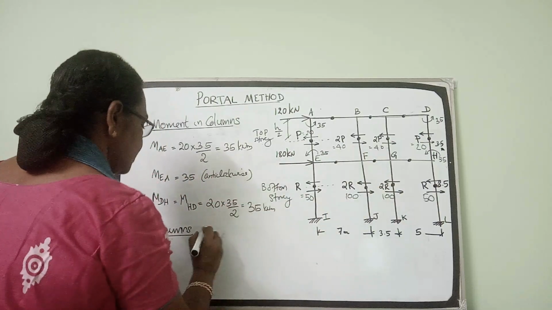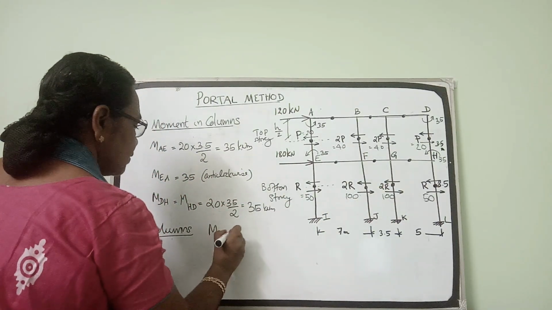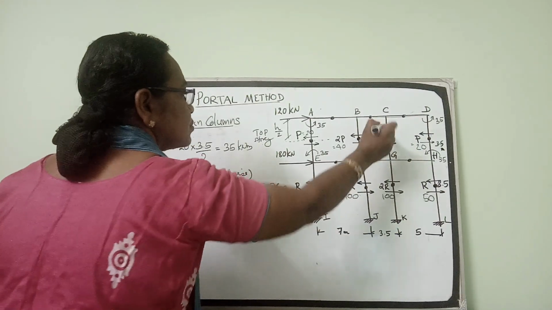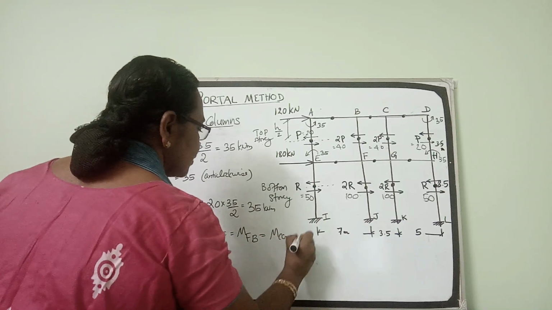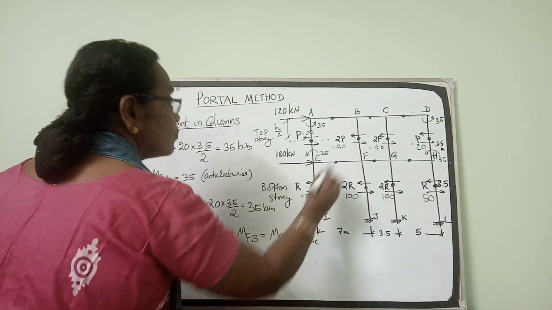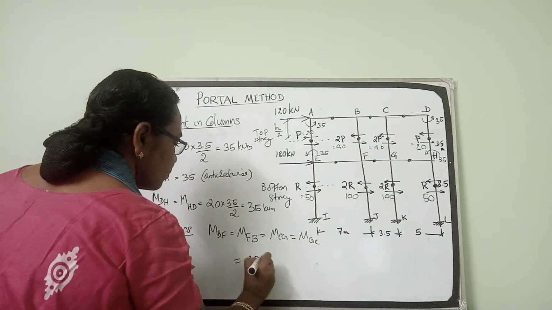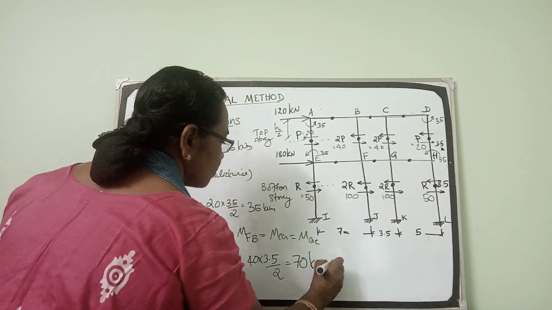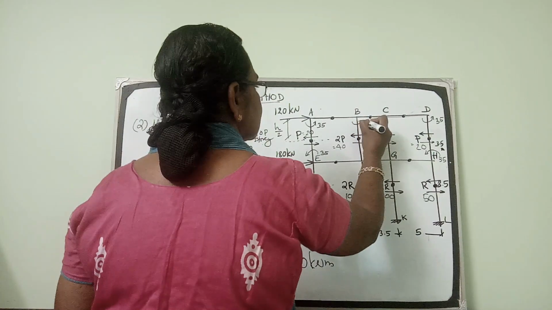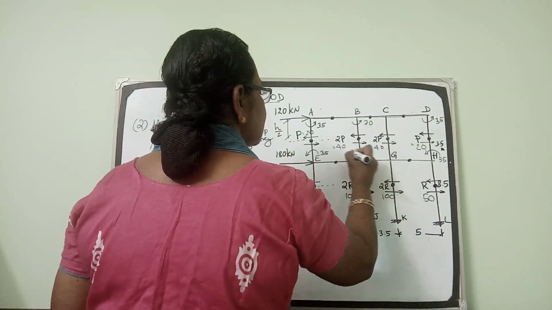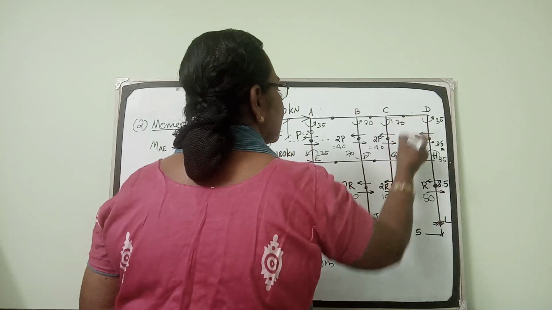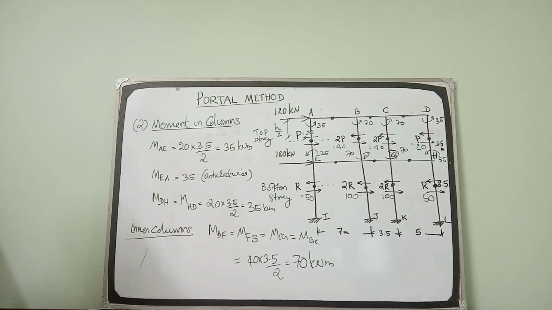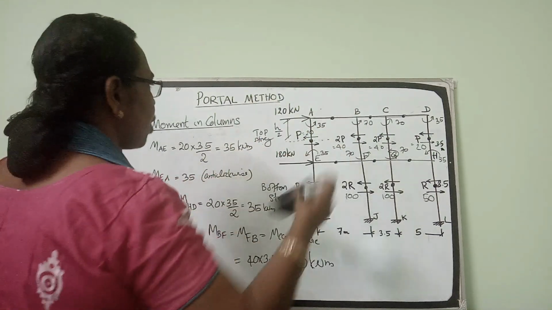Coming to the inner columns, the moment in BF will be the same as the moment in FB. Here also the same force. So the moment in CG will be the same as GC, and each of these will be equal to 40 into 3.5 by 2, which is 70 kilonewton meter. Similarly, this moment here is 70, the moment here is 70, anti-clockwise moment 70. So now we have the column moments in all the columns in the top story.